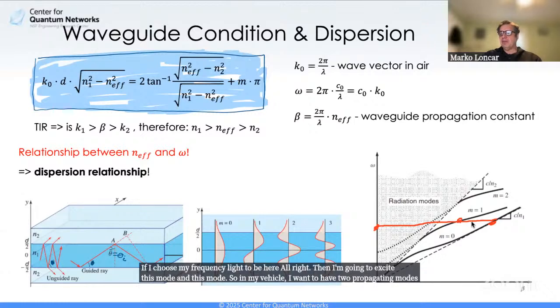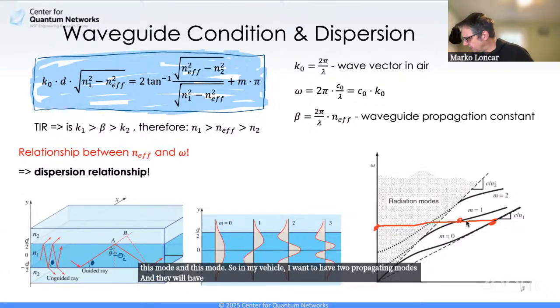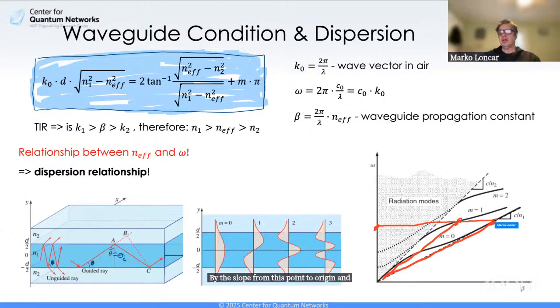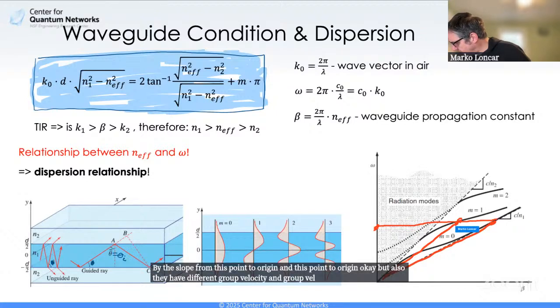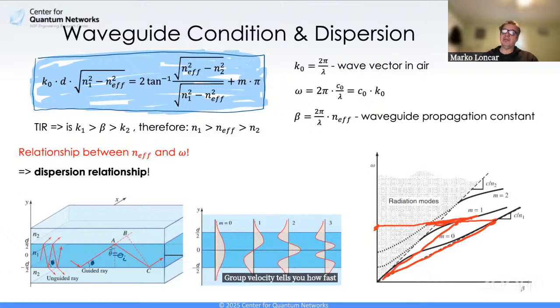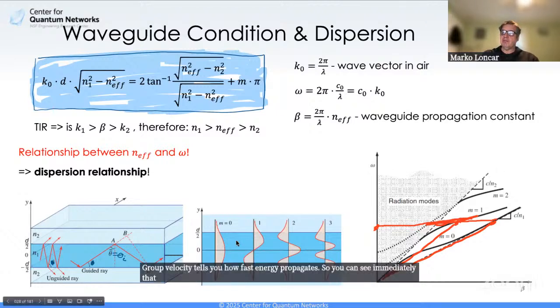And they will have different phase velocity. Phase velocity is going to be basically determined by the slope from this point to the origin and this point to the origin. But they also have different group velocity, and group velocity is determined by the derivative of this curve, d omega over dk. Group velocity tells you how fast energy propagates. So you can see immediately that because of different slopes, either for phase or group velocity, this mode and this mode will propagate at different speeds.